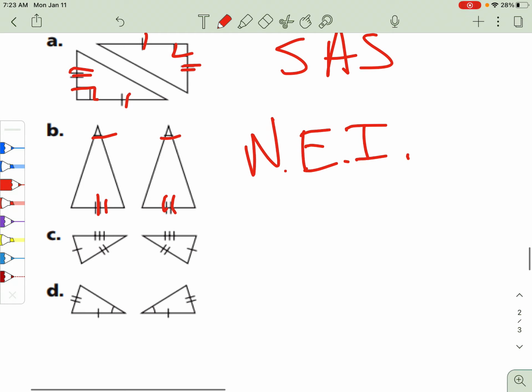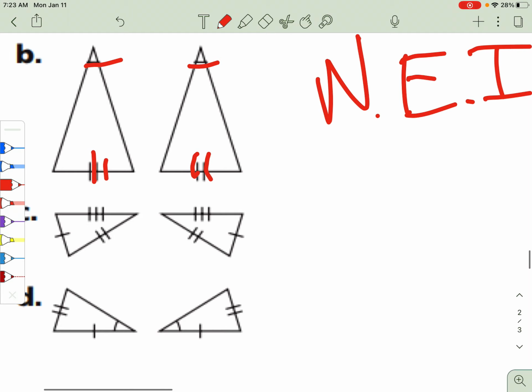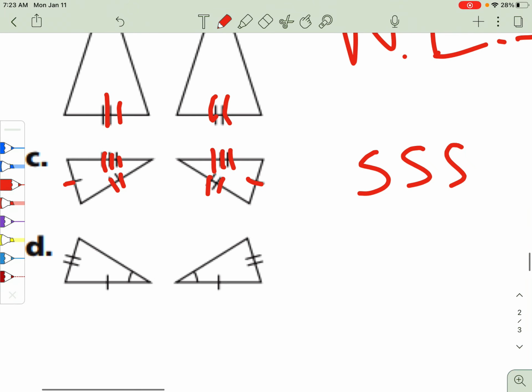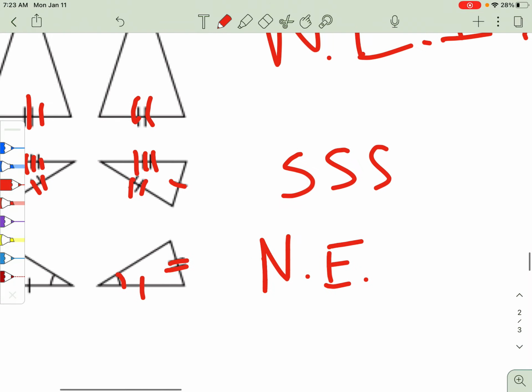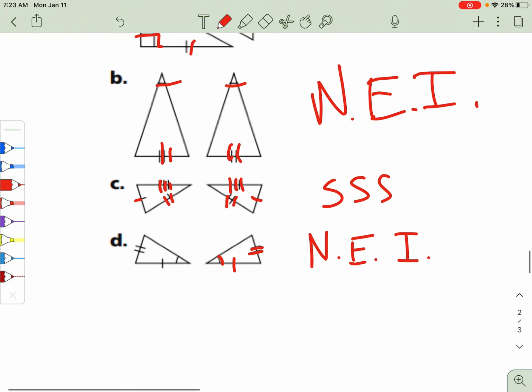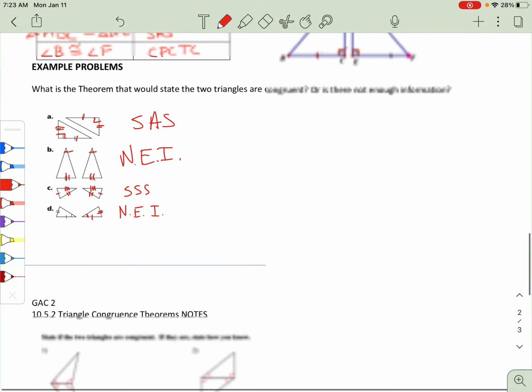Okay. And then we have the next one, which is side, side, side. And then the last one, which is angle, side, side. Ooh, that's not one up top, because think about what I just said. So that one is also not enough information. Okay, you can't use that one.